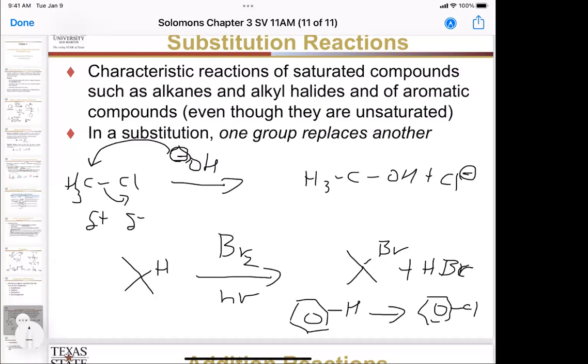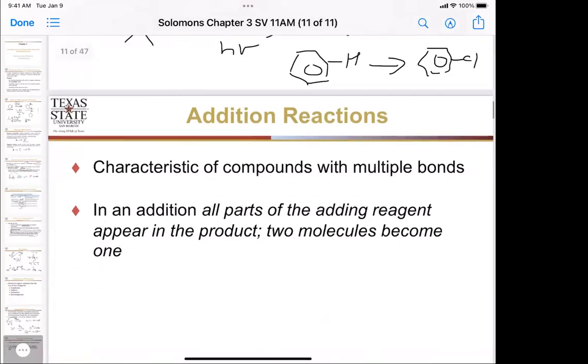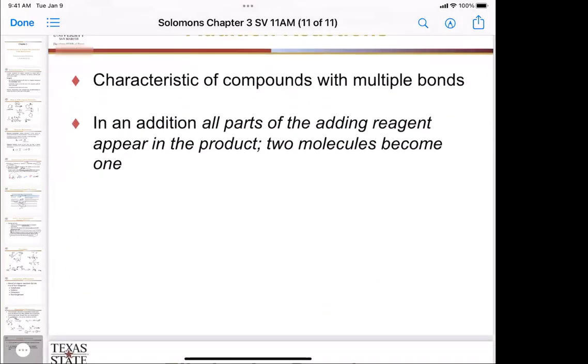Okay, so that means that our next set of reactions are called addition reactions. In addition reactions, you usually have at least one pi bond. And so what you'll end up with is you'll start with two compounds and you'll end up with one compound.